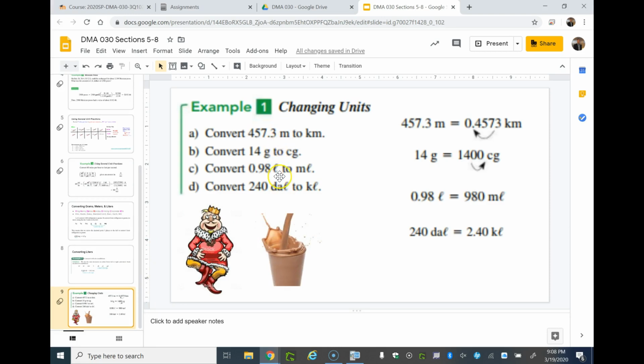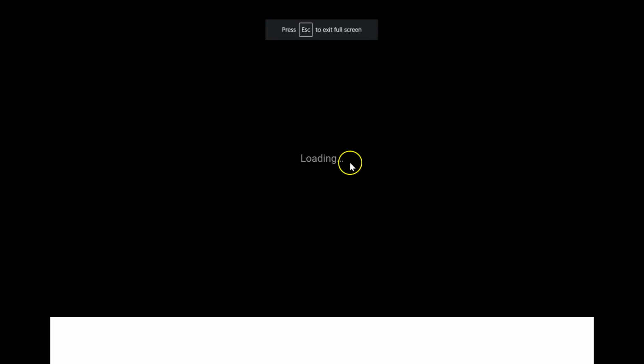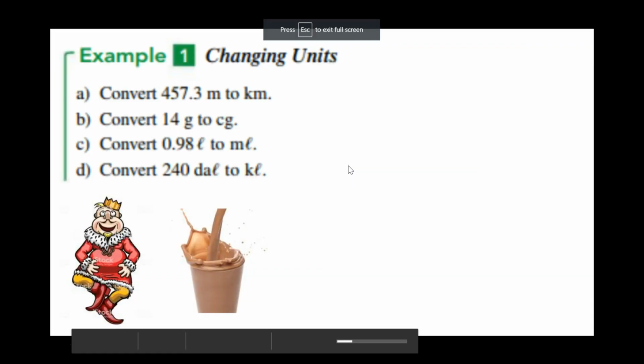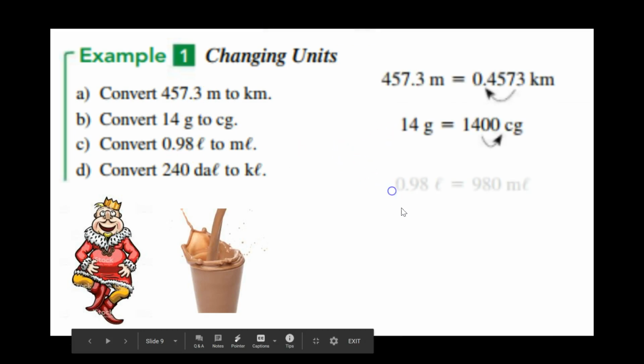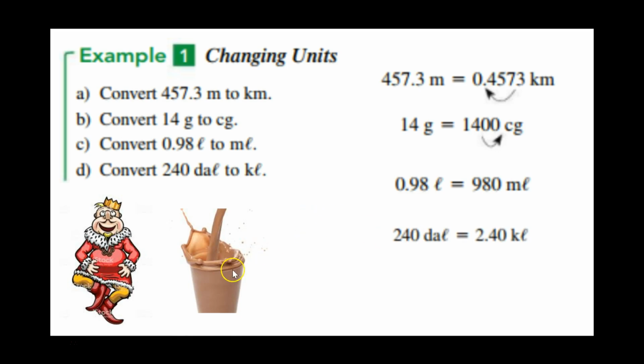Here are some examples that you can try on your own. Just hit present when you're looking at the slides, and it has it here. And once you finish, they'll provide you with the answers for each one of them for practice purposes.